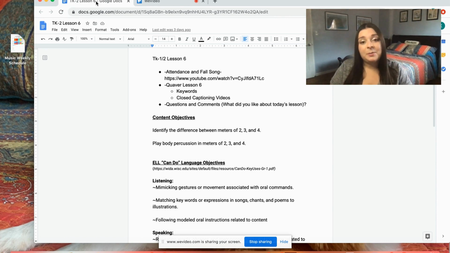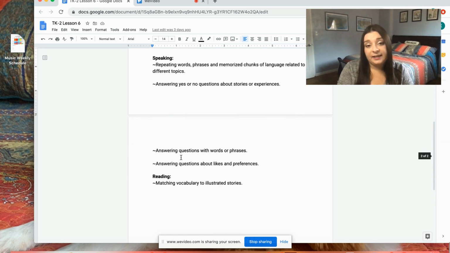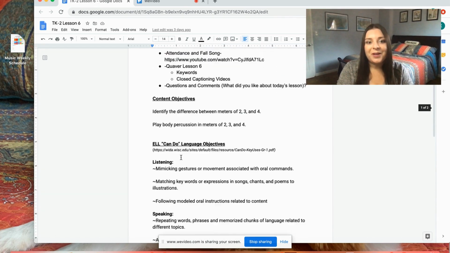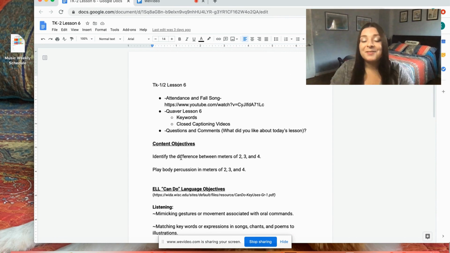We're also going to be playing some body percussion, which is clapping, snapping, and other types of sounds you can make with your body. We're going to be doing that in all 3 meters as well. For ELL, we are going to be focusing on listening, speaking, and reading. So I hope that everybody is ready to have such a wonderful time, because I sure am.